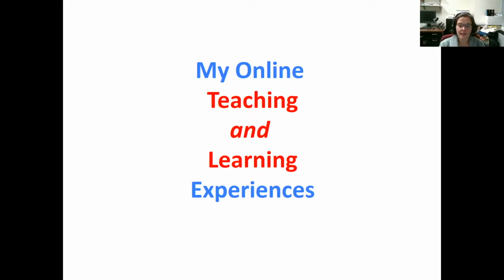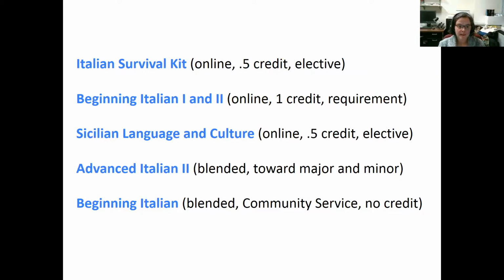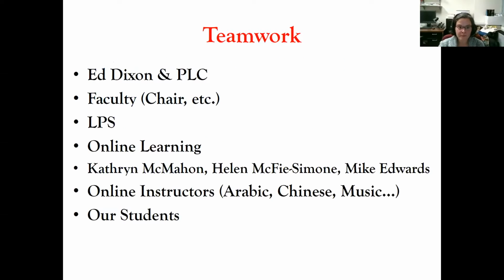My personal online teaching and learning experiences have included these here: Italian Survival Kit, which is a half-credit course online, Beginning Italian 1 and 2, which are each 1 credit and part of our language requirement. So they are meant to take the place of the face-to-face classroom course. Sicilian Language and Culture, which is a half-credit course and an elective. Advanced Italian 2, which I offered as a blended course as an experiment. And Beginning Italian as a community service course at an organization here in West Philadelphia, which I offered as a blended course for no credit.